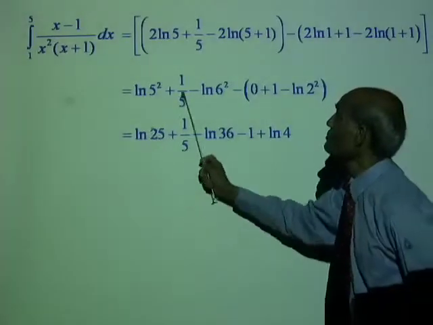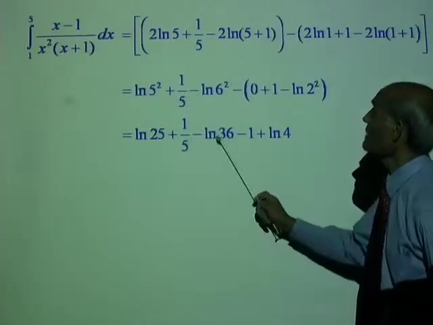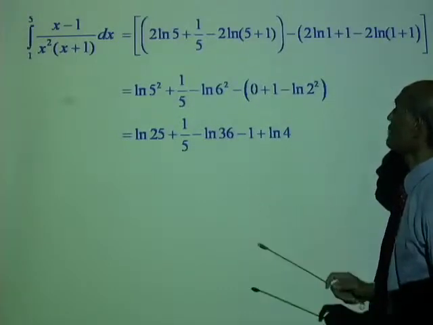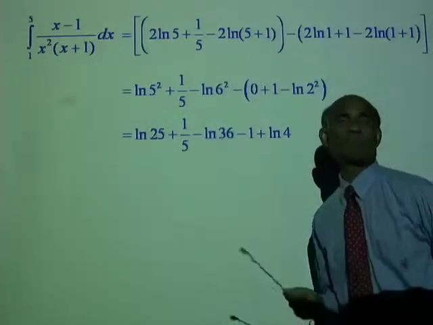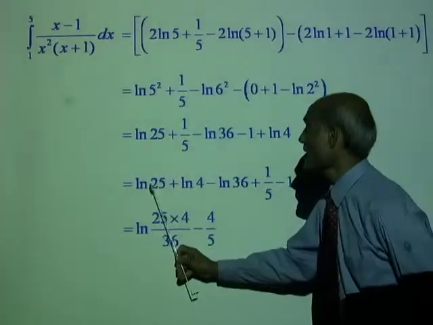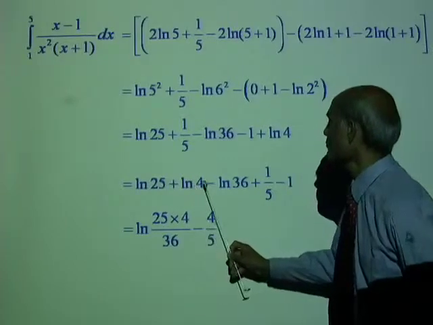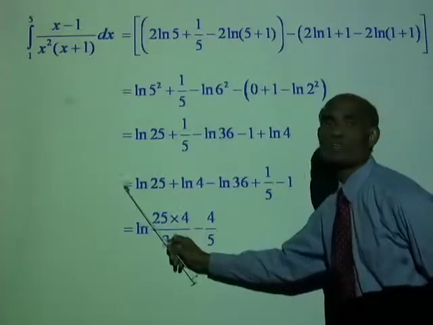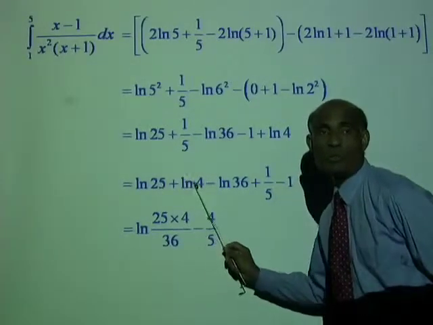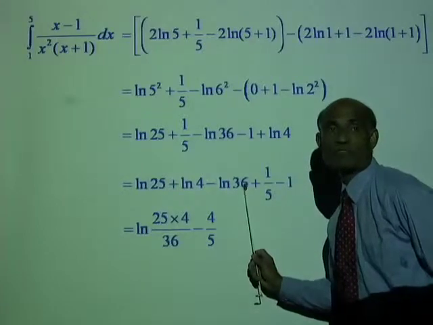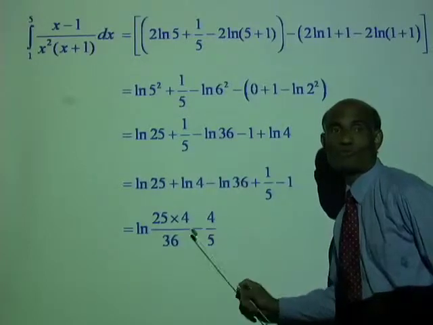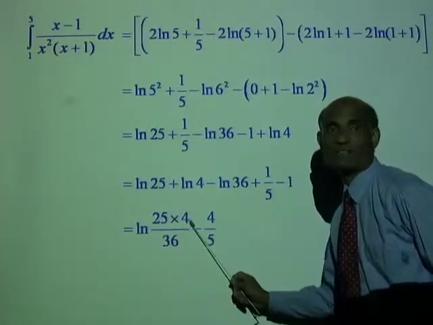and that will be ln 25 plus 1 over 5 minus ln 36 minus 1 plus ln 4, and that can be evaluated on the calculator. Is that right? Or look at this again, ln 25 plus ln 4 minus ln 36. Use the ln properties. These are two positive values, this is negative, so that will be ln of 25 times 4 divided by 36. That's right.